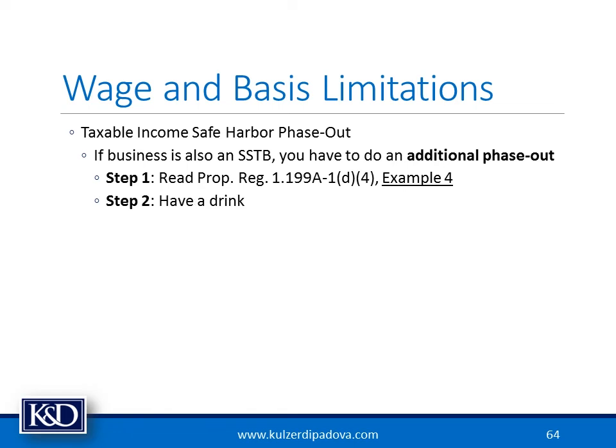Then I want you to go have a drink, have a big drink, and then we can all pray together that the software will be able to handle it. Even if you understand it, and I do, it's not that complicated. It's just before you do the wage and basis limit phase-out, you figure out the applicable percentage again, and then just multiply all of the items of QBI by that number.